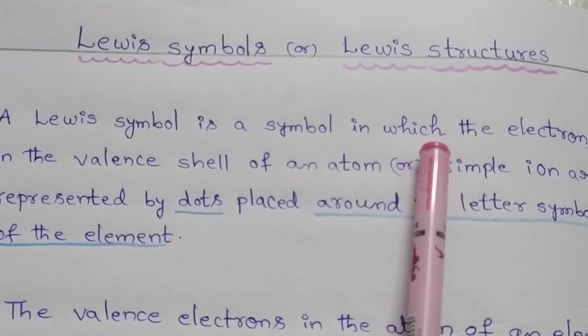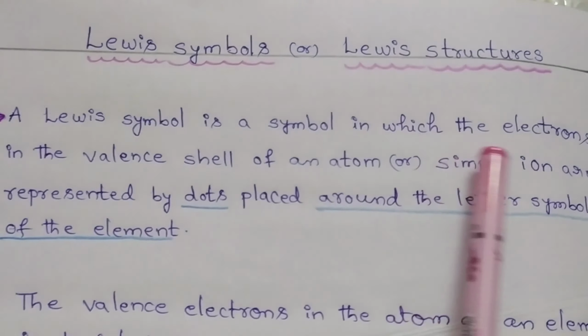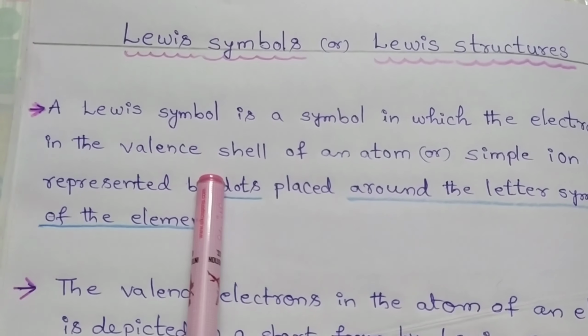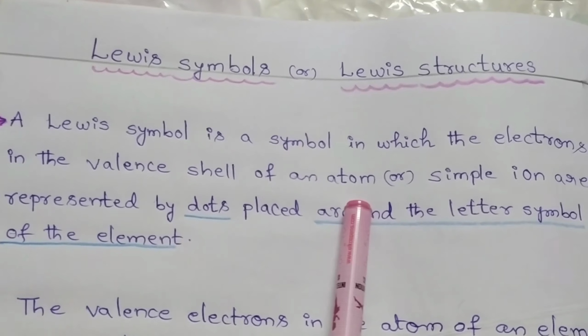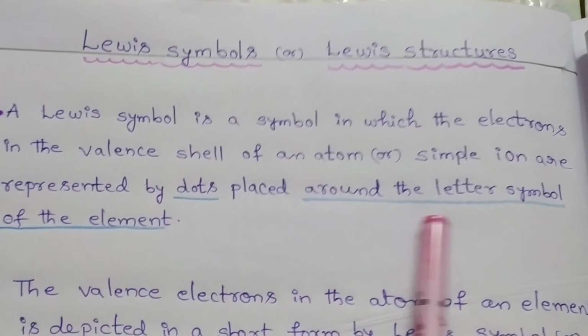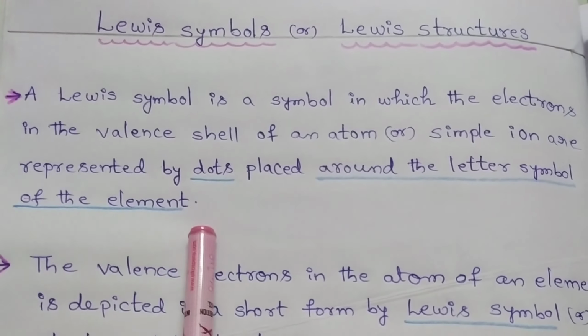Hi students, today we discuss a new concept, that is Lewis symbols or Lewis structures. A Lewis symbol is a type of symbol in which the electrons in the valence shell of an atom or simple ion are represented by dots placed around the letter symbol of that element.